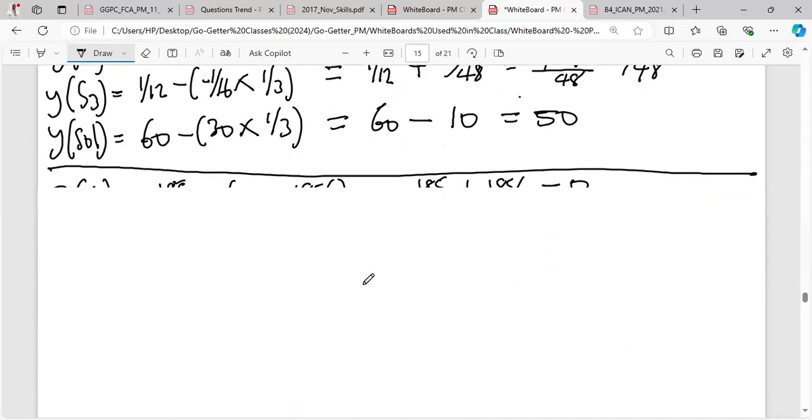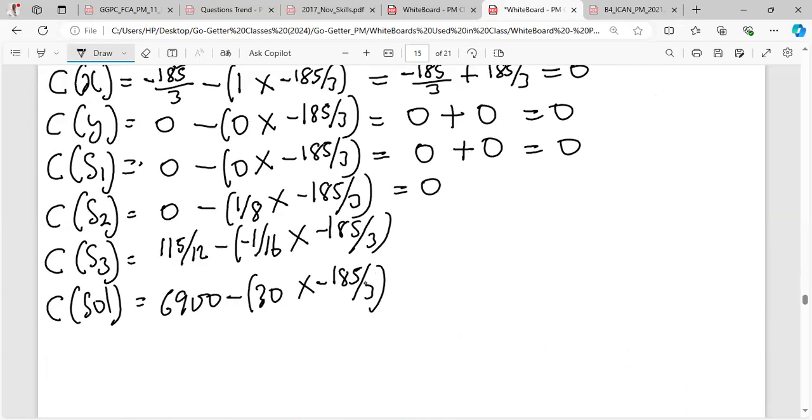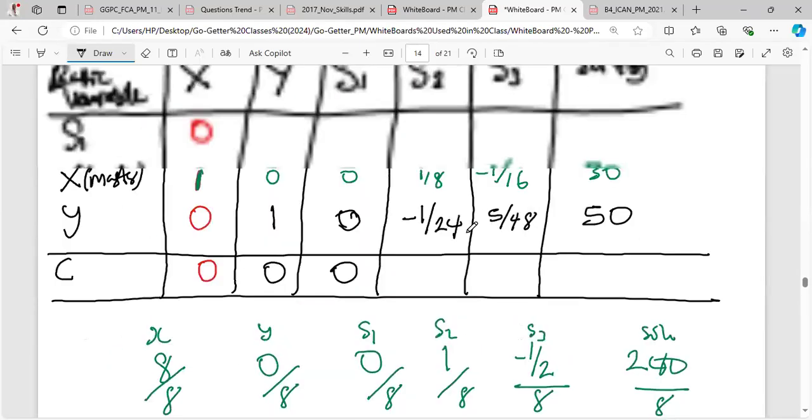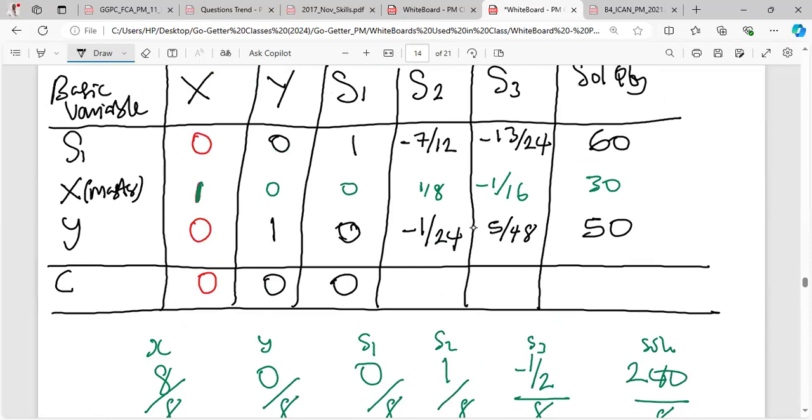So what do we have here? Minus times minus is going to give me plus. 1 times 185 will give me 185. 3 times 8 is going to give me 24. So that gives me 185 over 24. Let's write that: 185 over 24.